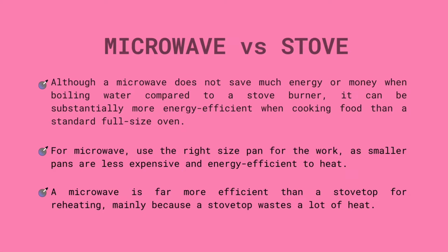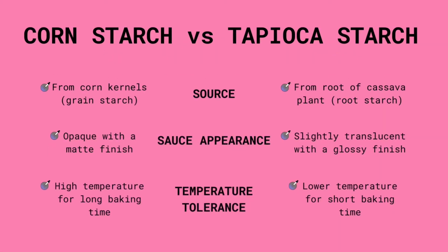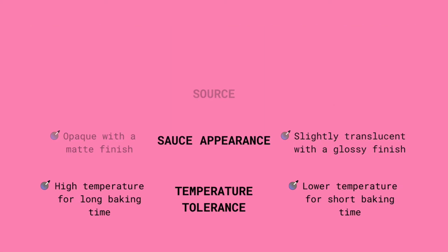For our mini project, we choose cornstarch versus tapioca starch, and this is the differential between cornstarch and tapioca starch, including the source, salt appearance, and temperature tolerance.